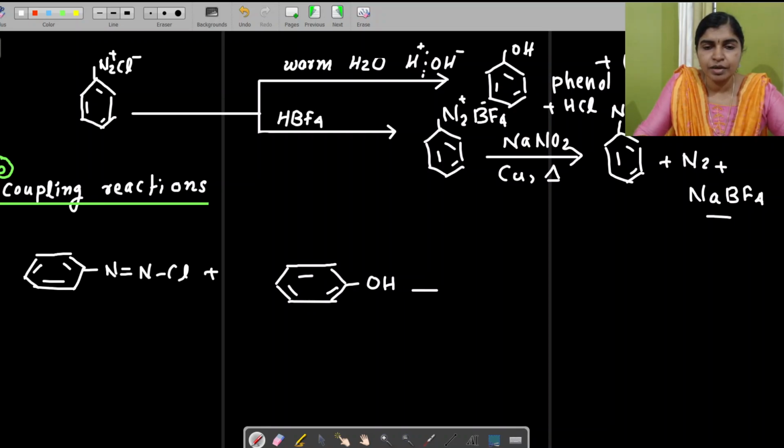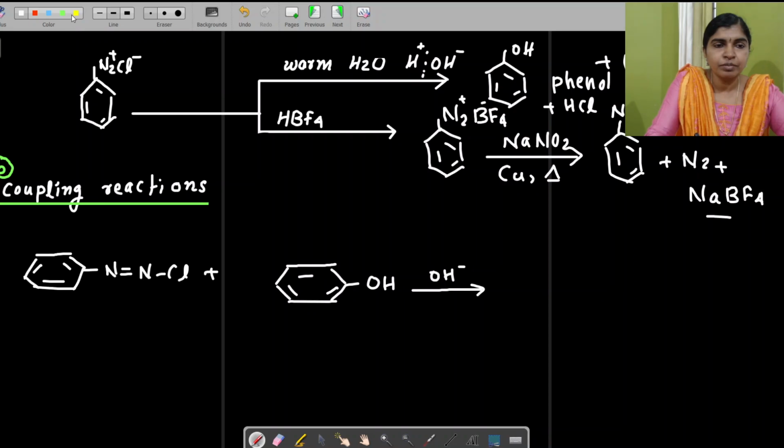And the reaction is carried out in presence of a base. ഏതെങ്കിലും ഒരു ബേസിന്റെ പ്രസൻസിലാണ് റിയാക്ഷൻ ക്യാരി ഔട്ട് ചെയ്യുന്നത്. Then from here the chlorine is eliminated.